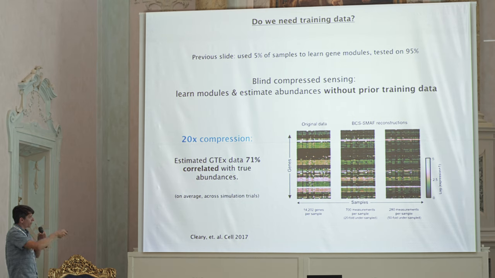We developed an algorithm called blind compressed sensing, SMAF. This is the particular type of decomposition that we did. And you can actually go through the same process where you're learning the gene modules purely from the compressed data that you collected. You can't compress quite as much. So here we simulated 20 times fewer composite measurements than there are genes. But running through this algorithm, you still get a decent approximation to all of the individual high dimensional values, even having never observed a gene expression profile before. So this is pretty cool.